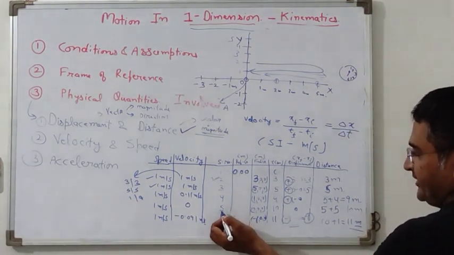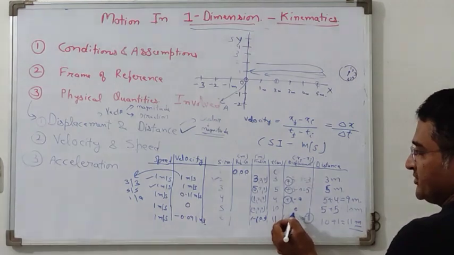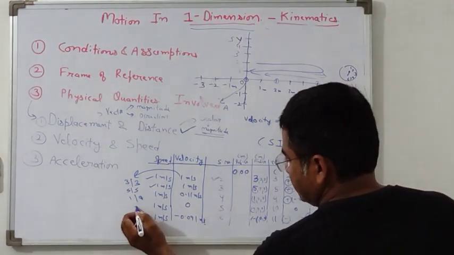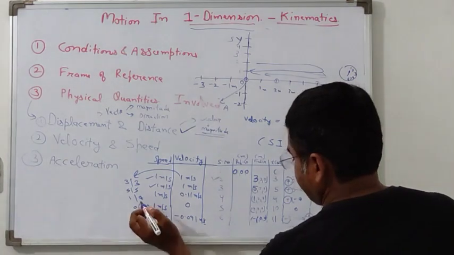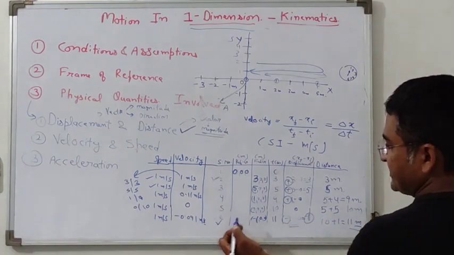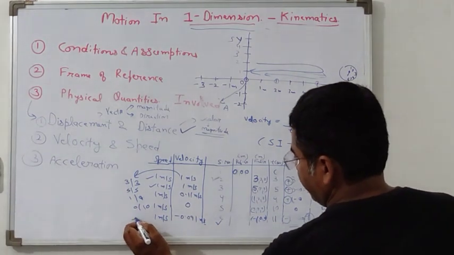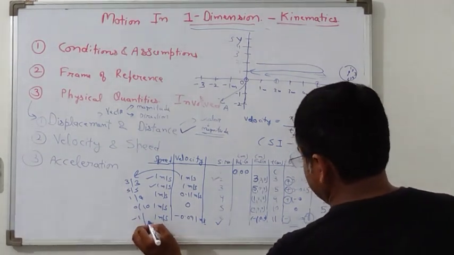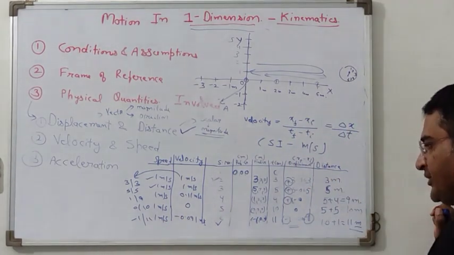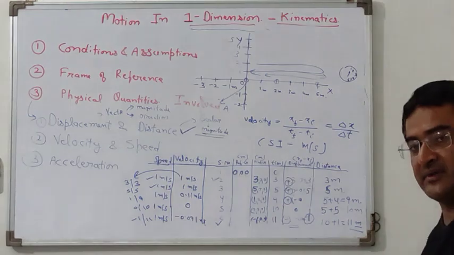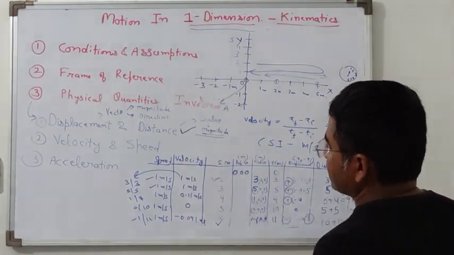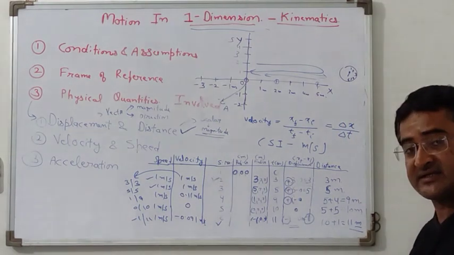For the fifth data point, where our displacement is 0, our velocity will be 0, that is 0 by 10. And for the last data point, the sixth one, we have a displacement of -1 and the time taken is 11 seconds. So it's approximately -0.091 meter per second, with the minus sign showing it to be going towards the left, in the negative direction of the x-axis.